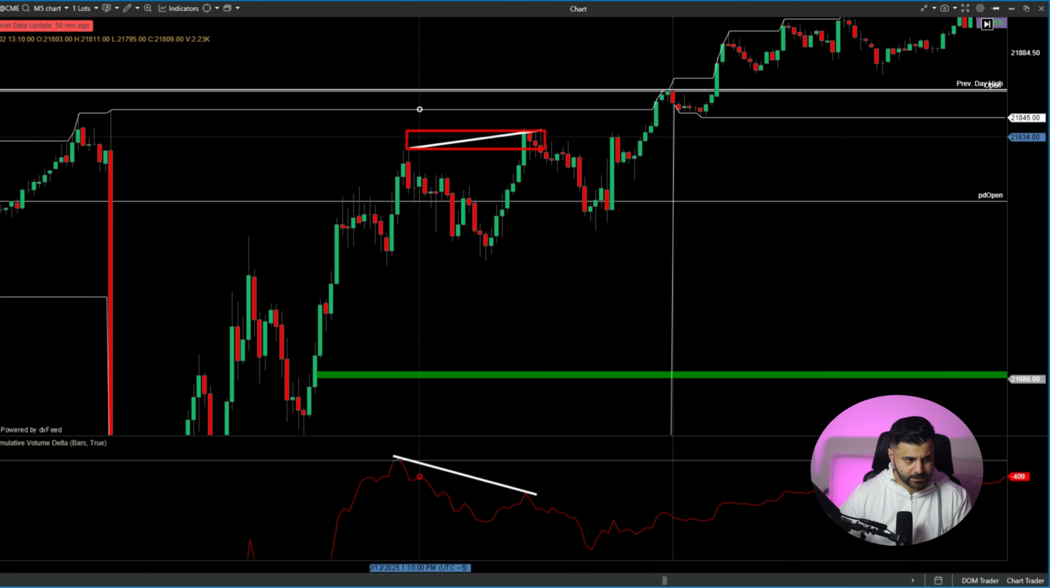Okay, so this supply zone is a key level of mine. We put in a higher high on the price, and look at the CVD, a massive lower high here. So this is a heads up that into my supply zone, the price is putting in a higher high while the CVD puts in a lower high. There is a possible exhaustion here.